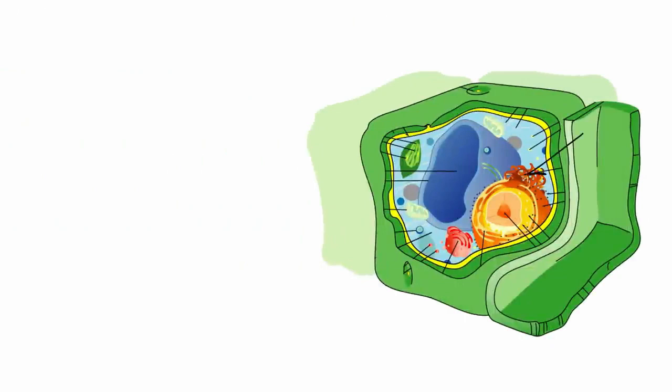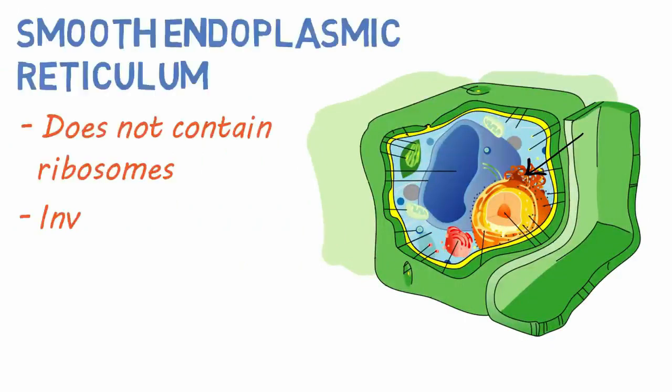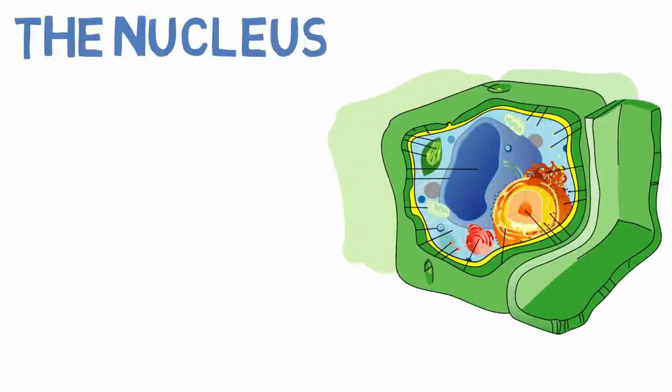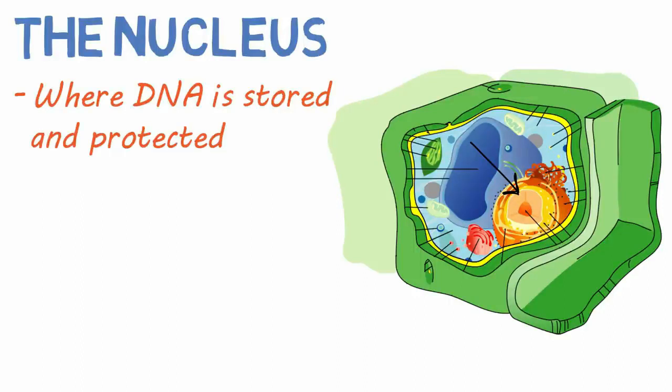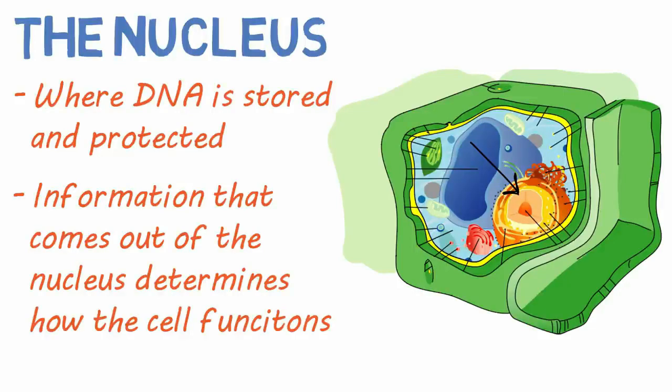The smooth endoplasmic reticulum, or smooth ER, does not contain ribosomes and is involved in the production of lipids and aids in detoxification. The nucleus is the center of the cell, not necessarily in location, but in function. This is where your DNA is stored and protected. The DNA is read by special proteins and transcribed into RNA to be translated into proteins. Information that comes out of the nucleus determines how the cell functions and, ultimately, how your genes are manifested.